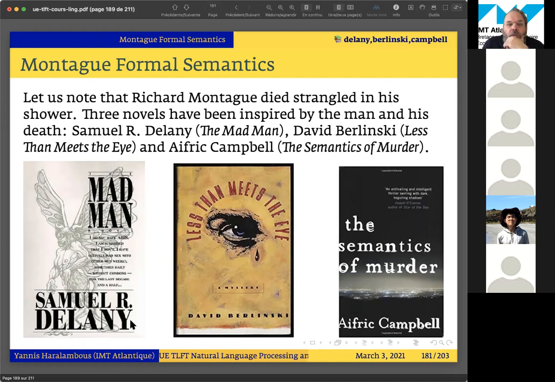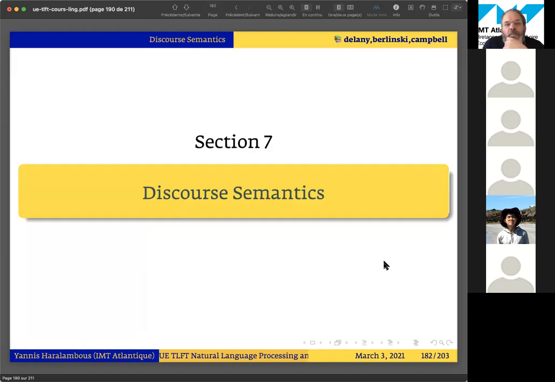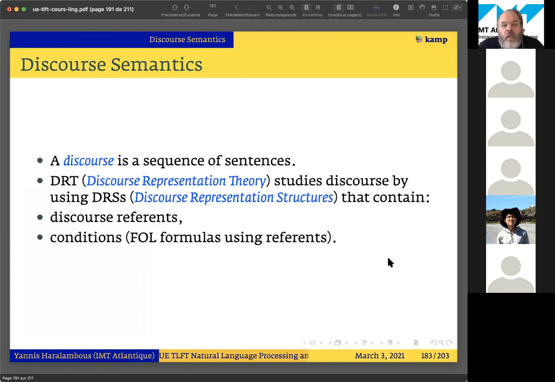You need really strong nerves to read it. But it's a unique case of a linguist having such an adventurous life and becoming a novel. Sorry, I have a question.